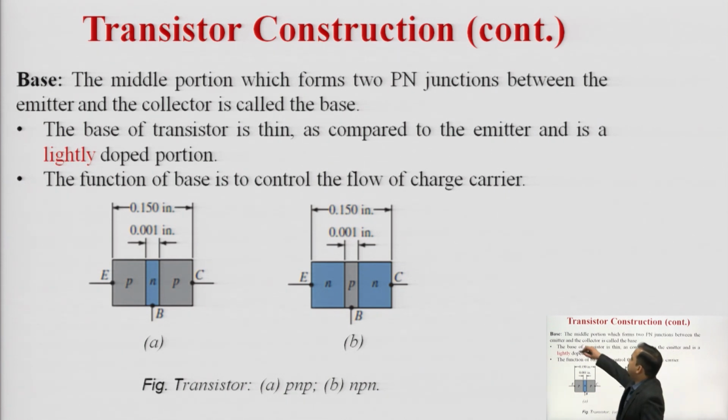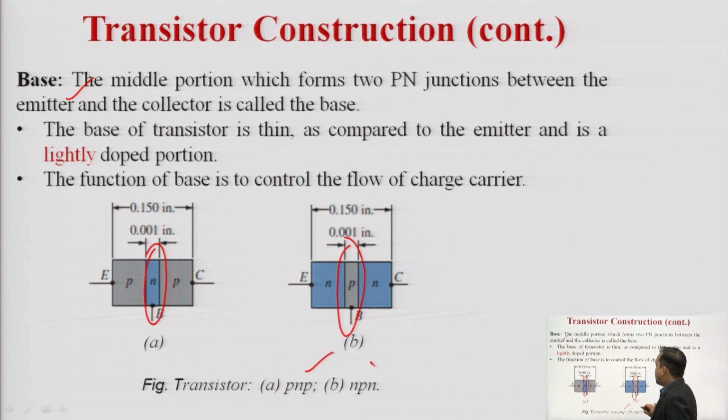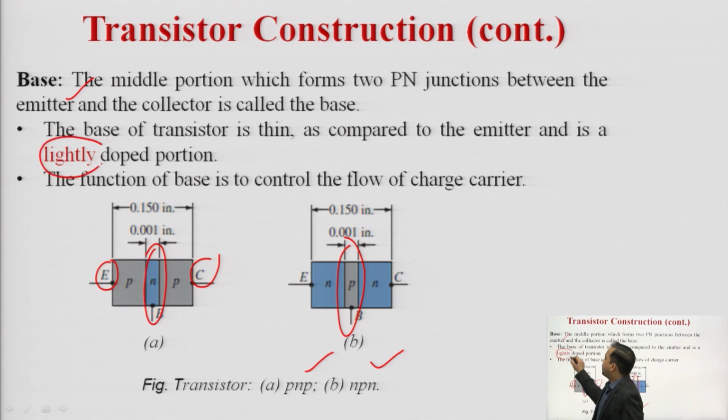So, we will talk about the base terminal. The middle portion, this region, is known as the base region. We have the PNP and NPN transistor here. So, the middle portion between the emitter and the collector is known as the base region. Now, base is lightly doped. Why is base lightly doped? Because we want the majority of the charge carriers to reach the collector side from the emitter side.